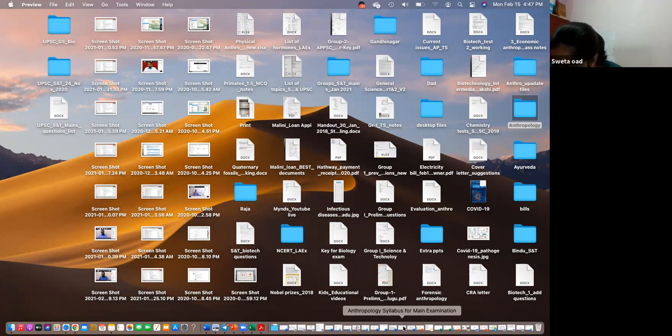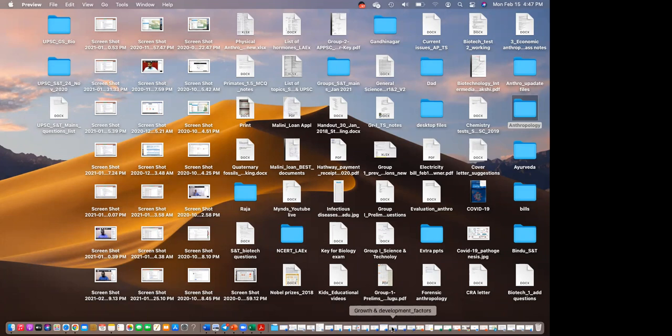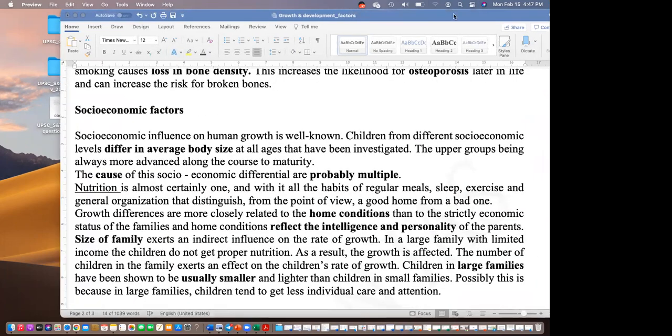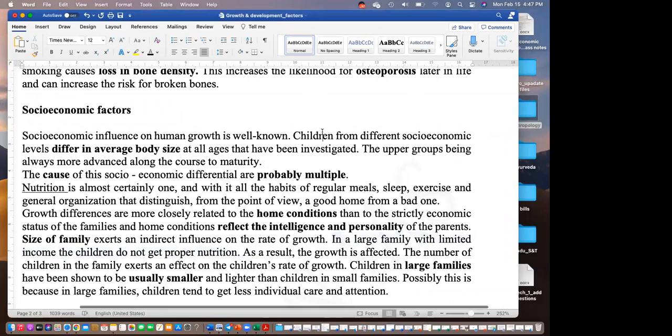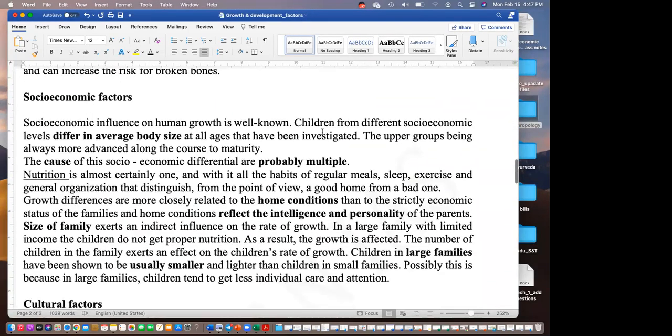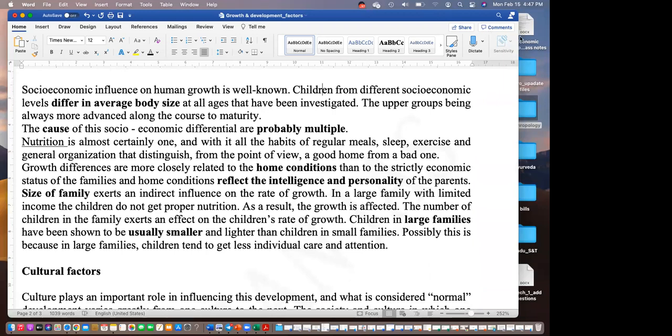We need to know them in the right context. Okay, I've collected a few points and I'm going to show you them. One I've actually put as part of the handout like this. So we'll start with the socioeconomic factors first. Absolutely right. I think definitely affordability to have proper nutrition can make the difference.